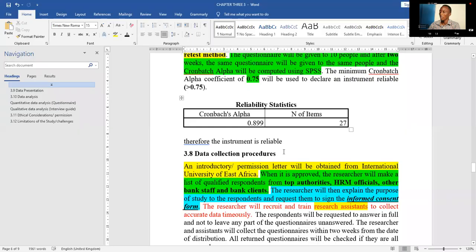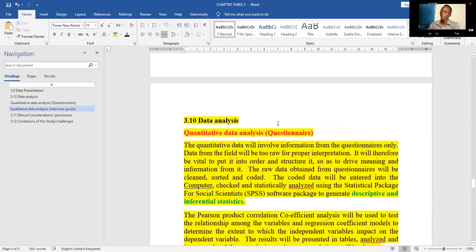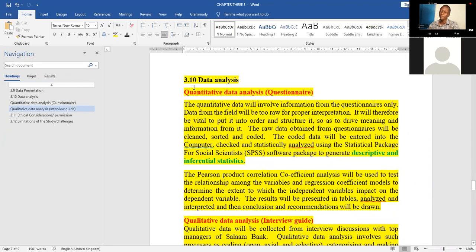So we are going to proceed from where we had stopped last time. Last time we stopped at data presentation. So now we're going to start data analysis. Okay, let us start data analysis.